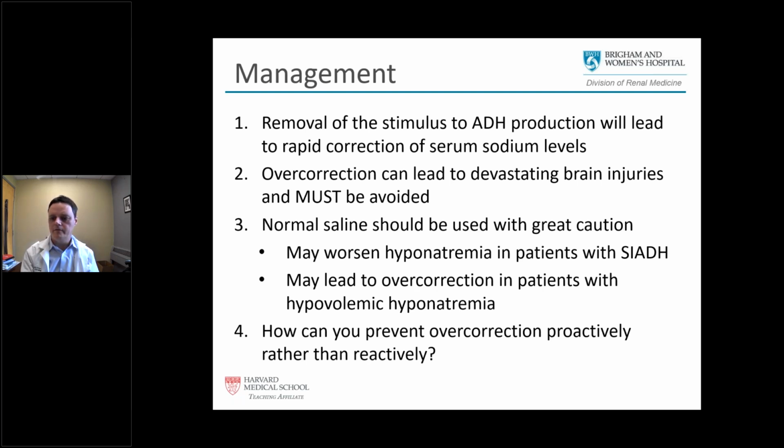Normal saline has to be used with great caution because it may actually make hyponatremia worse in some patients with SIADH, and it can definitely lead to overcorrection in patients with hypovolemic hyponatremia. So the question is, how can you prevent overcorrection proactively rather than reactively?